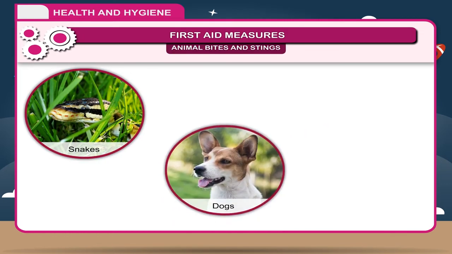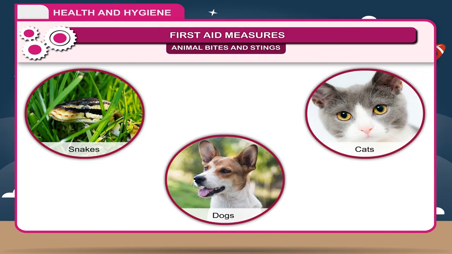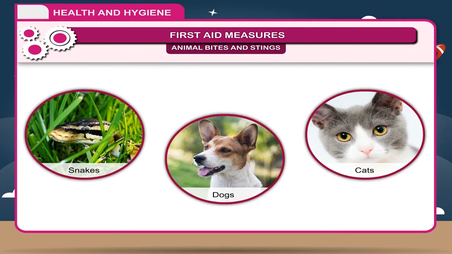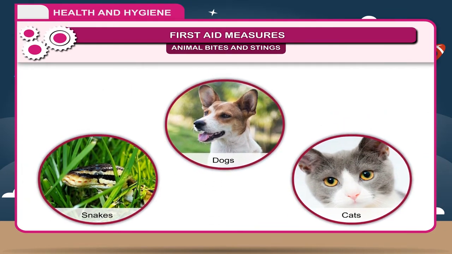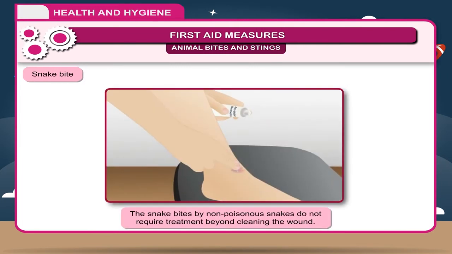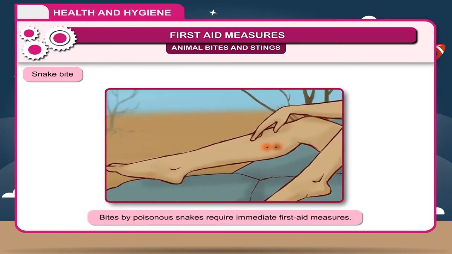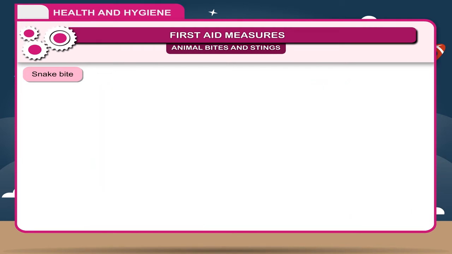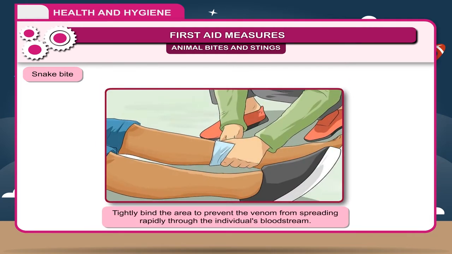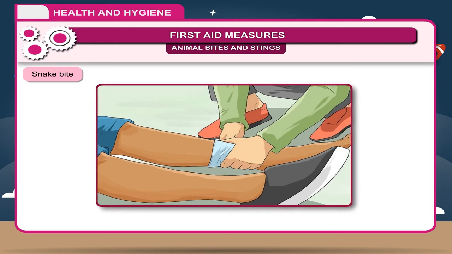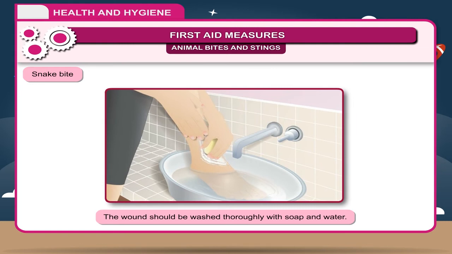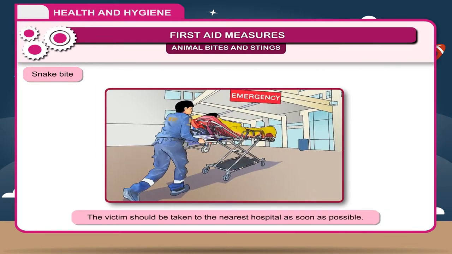Animals like snakes, dogs, cats, and certain insects may bite humans, which may result in dangerous consequences. Snake bite. Bites by non-poisonous snakes do not require treatment beyond cleaning the wounds. Bites of poisonous snakes require immediate first aid measures. Tightly bind the area to prevent the venom from spreading rapidly through the individual's bloodstream. The wound should be washed thoroughly with soap and water. The victim should be taken to the nearest hospital as soon as possible.